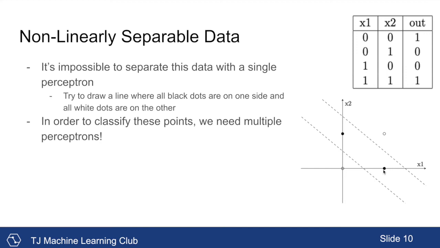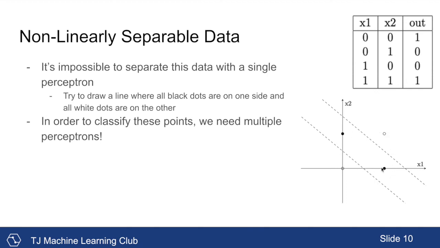And so with a single perceptron, there's no way you can actually do this, because a perceptron is just a line where all the points on one side of the line will be classified as 1, and all the points on the other side of the line will be classified as 0. So there's no way you can train a perceptron to correctly classify every single point here.